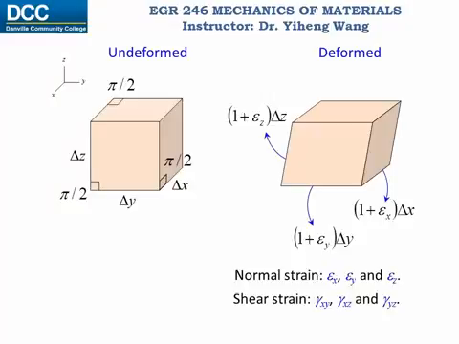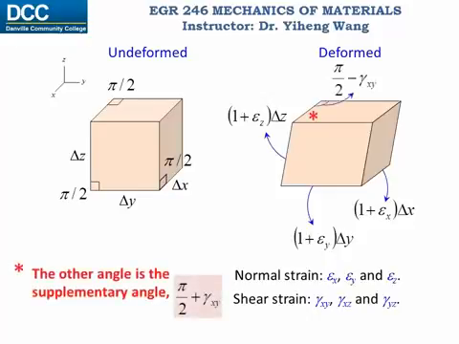And also, there are angle changes within the xy plane. The right angle has now changed into half a pi minus gamma xy, being the shear strain associated with the xy plane. Same thing for the yz plane, and then same thing for the xz plane. And now the size change and the shape change of this particle has been fully characterized.